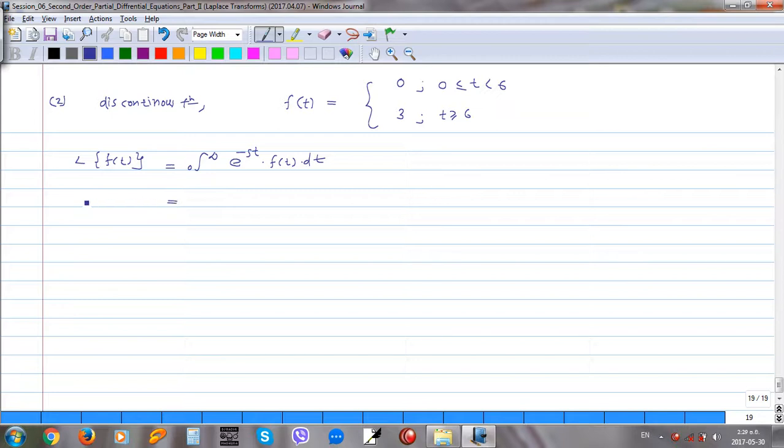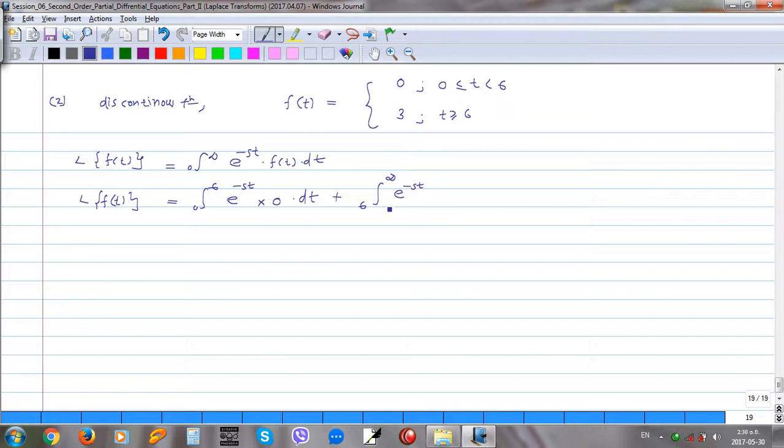Now L of f of t equals the integral from 0 to 6 of e to the power minus st times f of t dt, where f of t equals 0, plus the integral from 6 to infinity of e to the power minus st.